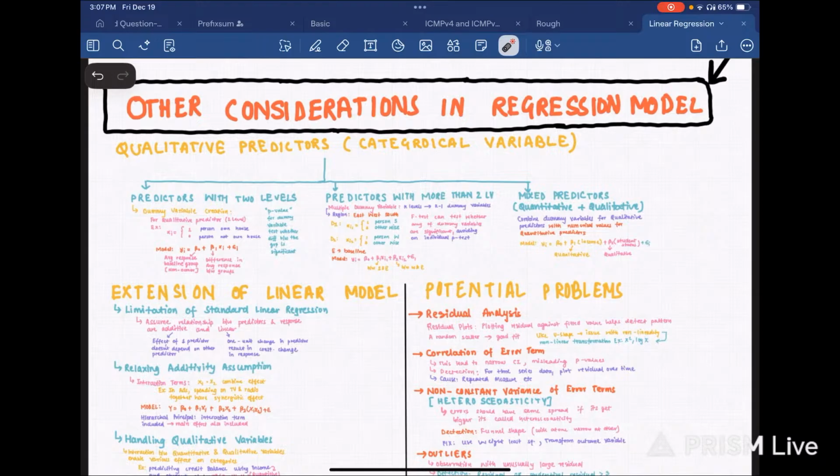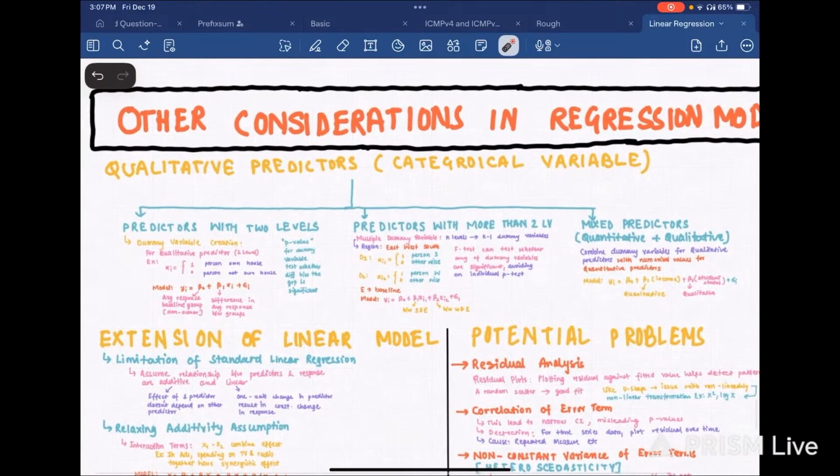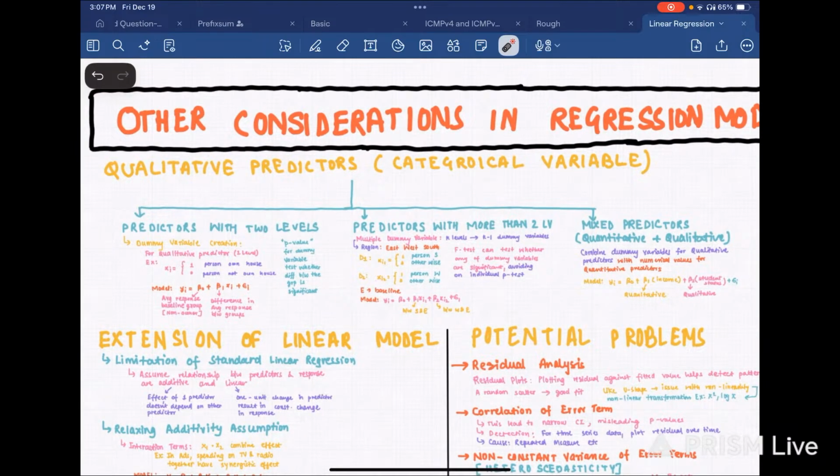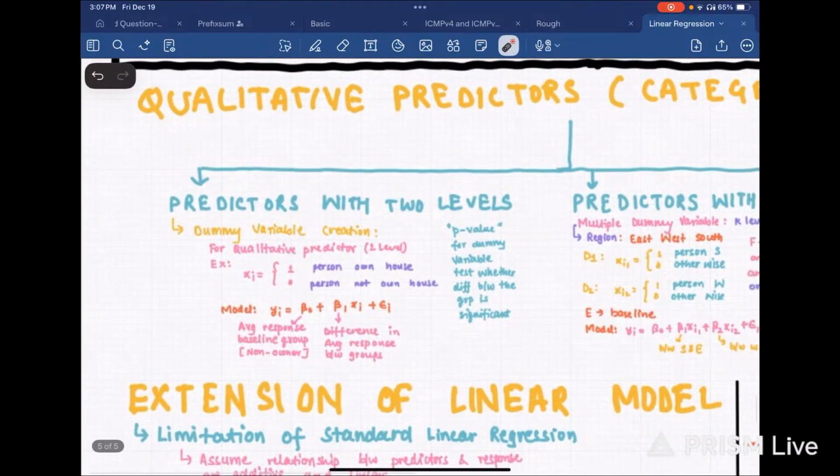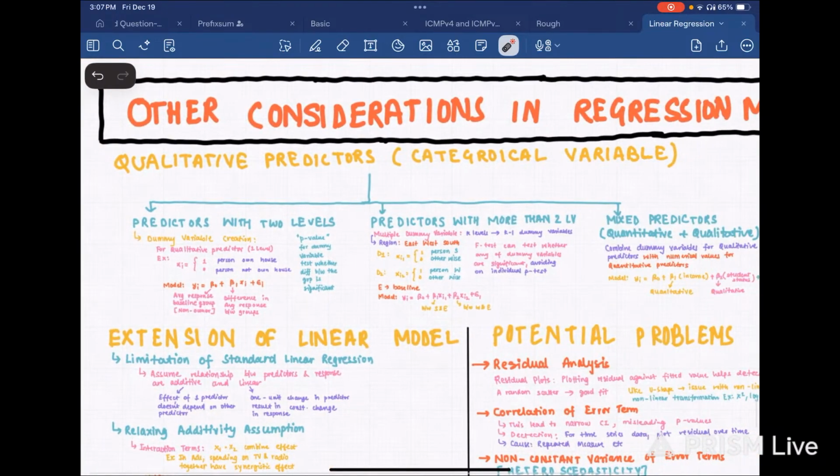So lastly, what we have to see is the other considerations in the regression model. There are qualitative predictors, which are called categorical variables. So what are qualitative predictors? There are two types of things: quantitative and qualitative. Quantitative means numerical values, and qualitative you can represent different kinds of data with 0, 1, 2, 3, like we can give them numbers, and these numbers represent the data.